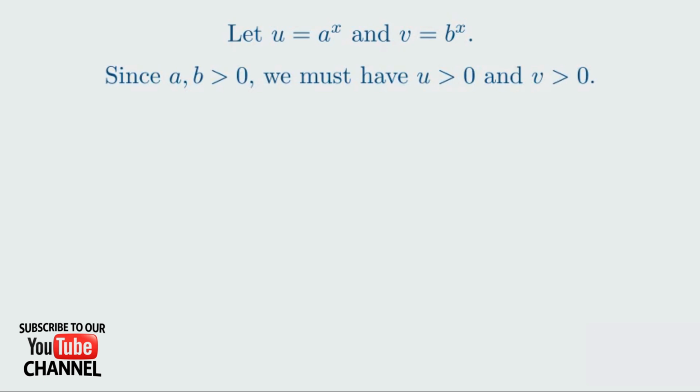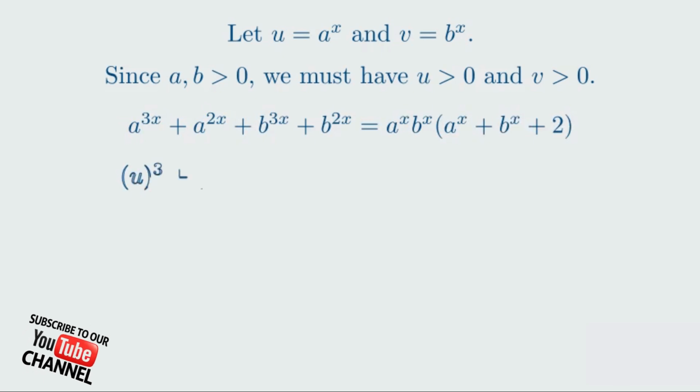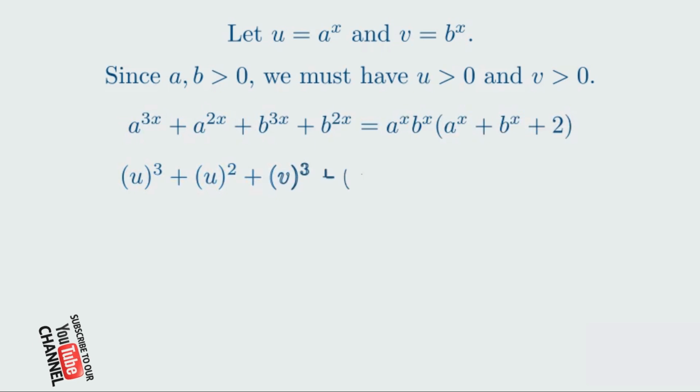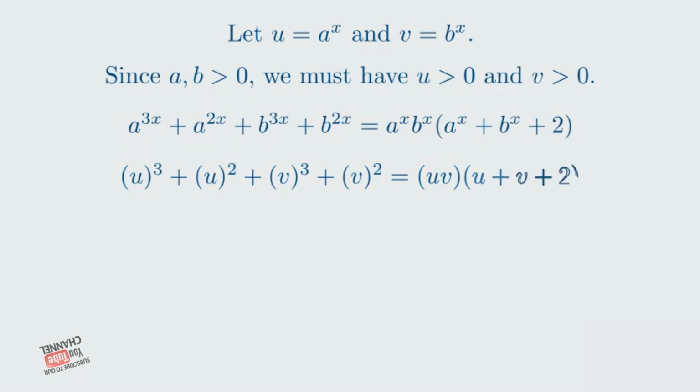Let's see how our substitution transforms the equation. a to the 3x becomes u cubed, a to the 2x becomes u squared, b to the 3x becomes v cubed, and b to the 2x becomes v squared. On the right side, a to the x times b to the x becomes uv, and in the parenthesis, a to the x plus b to the x plus 2 becomes u plus v plus 2. Now let's expand the right side to get a clearer picture.